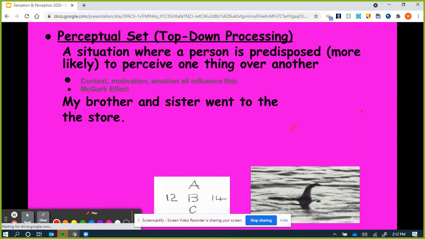If we look down at this one right here, if you look at it vertically, you're more likely to see a B in the middle. If you look at it horizontally, you're more likely to see a 13 because of the context of what you were looking at. If I tell you with the other picture, hey, this is a picture of the Loch Ness Monster, you're more likely to see the neck of the Loch Ness Monster than if I just say, hey, what are you looking at right here? Okay, so perceptual set is just creating a way of making it more likely to notice one thing over another.